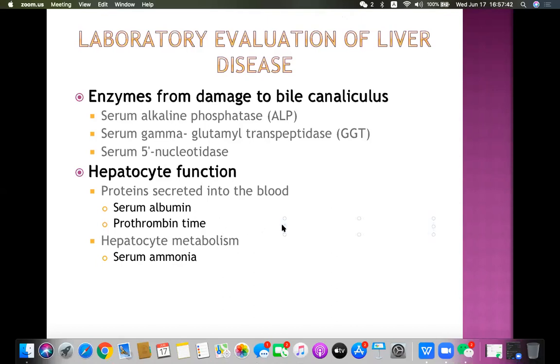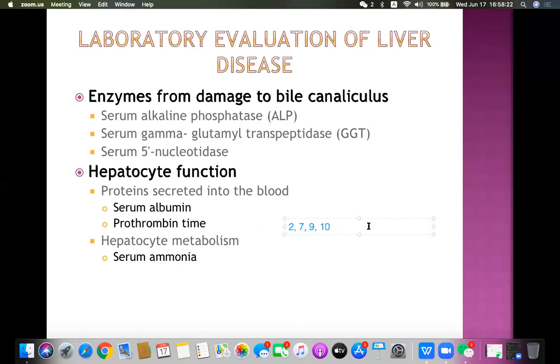Those factors are 2, 7, 9, and 10. These are the factors which are synthesized by the liver. And one very important point, vitamin K is very much required to make them active. So even without vitamin K, these factors cannot function properly, and forget about them when the liver is damaged because they are not formed at all. So if these factors are less, then prothrombin time will be prolonged. The normal value is about 11 to 12 seconds.